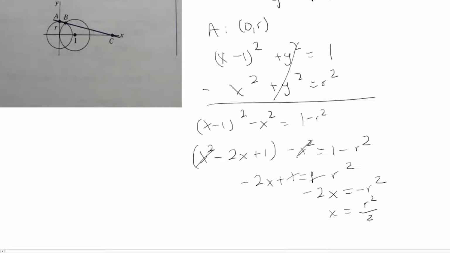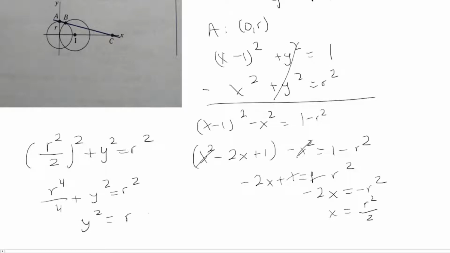Now, in order to find what that y value is, we can plug it back into either equation. So you can plug it into x² + y² = r², or (x − 1)² + y² = 1. It's going to be easier to plug it into the first equation. So why don't we just do that? In place of x, we're going to have r²/2, squared, plus y² equals r², and that's r⁴/4 + y² = r². So then y² is r² − r⁴/4.